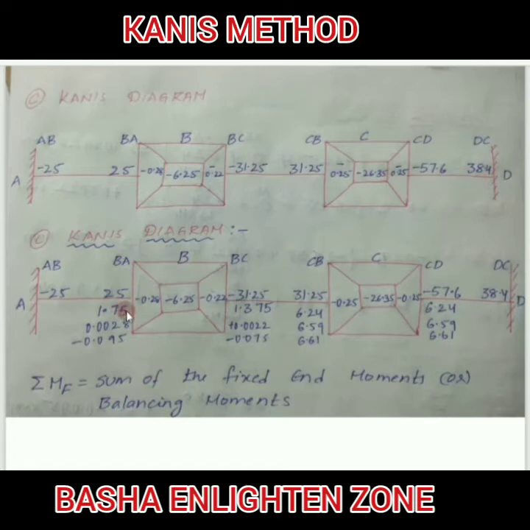First of all friends, you have to note down one main point here. In the Kani's diagram, there will be only 2 joints, that is joint B and joint C, and the 2 joints will have 2 connecting members each: for joint B, member BA and member BC, and for joint C, 2 connecting members, that is CB and CD.